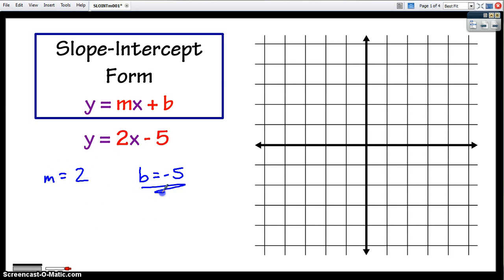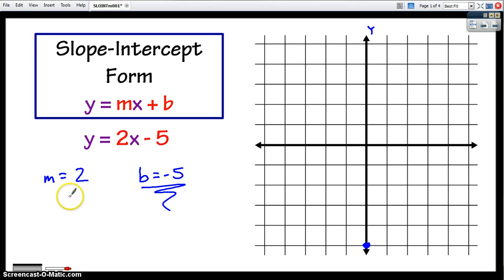Now, this is called the y-intercept once again because it's where our line is going to cross the y-axis. So even though I don't know which direction the line is going or what angle it's going to be at, I do know that my y-intercept is negative 5. So I do know that that line is going to intercept the y-axis at this point right here. Now I need the slope.